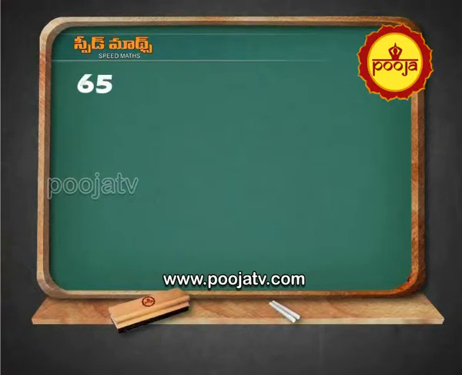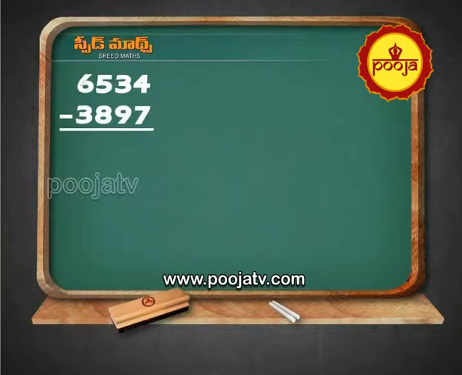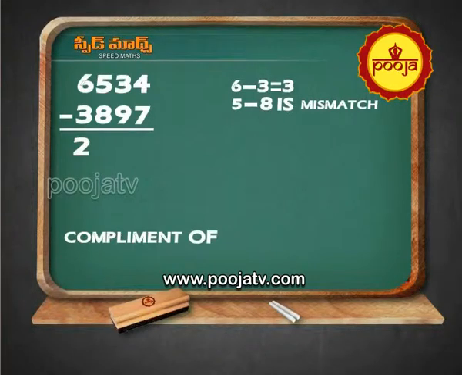6534 minus 3897. Clearly you can see. Please observe clearly. Here 6 minus 3 is 3, but 5 minus 8 is a mismatch. So this 3 will become 2. If it is a mismatch, reduce 1. Now, when it is a mismatch here, you add the complement of the lower number to the upper number. What is the complement of 8? 2. 2 plus 5, 7, but this is a mismatch. 3 minus 9 is a mismatch. So this 2 plus 5, 7, you write it as 6.